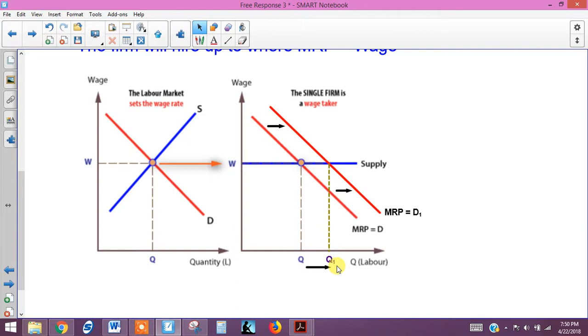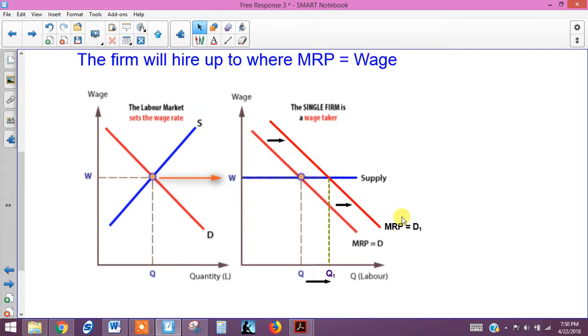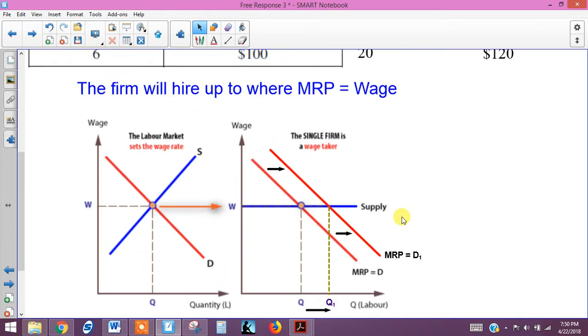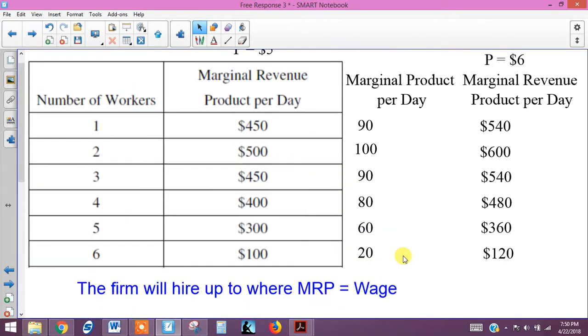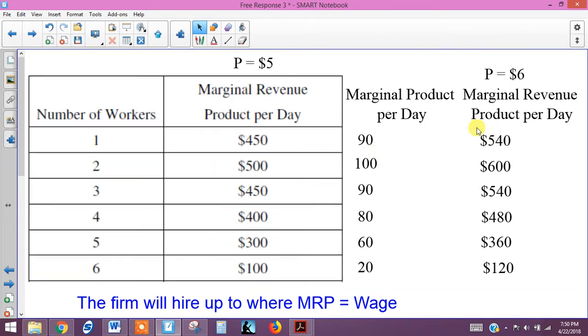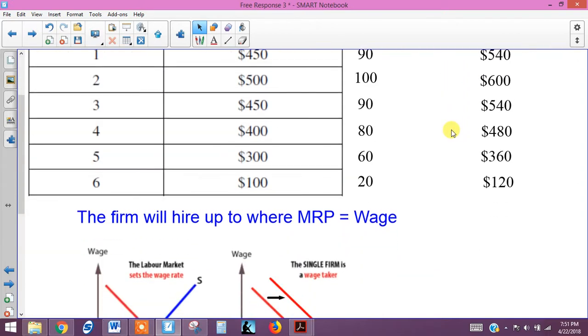So the answer is that the demand for labor will increase because the increase in the product price raises the marginal revenue product of labor. The marginal revenue product, which is this here, so we're going from here to here. And in our example, that's raising the price from $5 to $6 per unit.